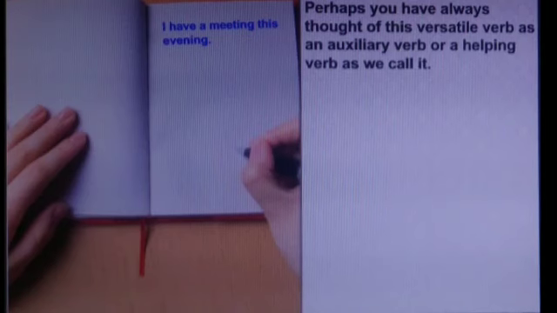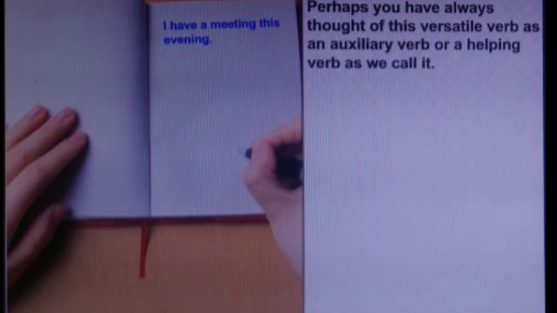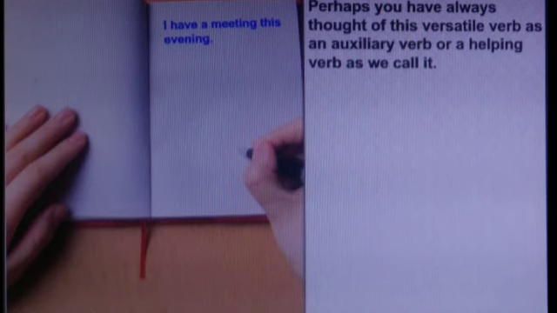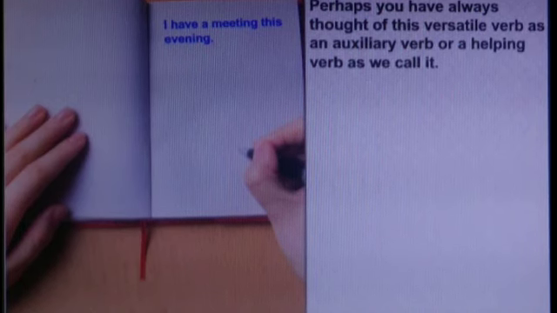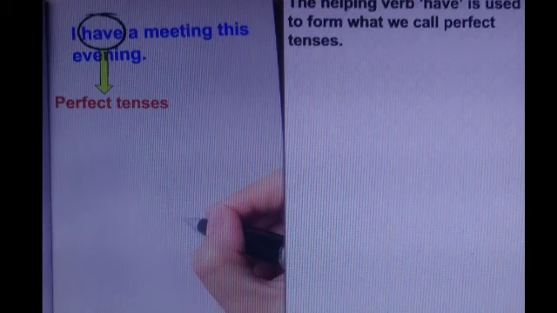For example, have as an auxiliary verb, or a helping verb as we call it. Here is an example on your left-hand side: I have a meeting this evening. The helping verb have is used to form what we call perfect tenses. Have here is representing the perfect tense.